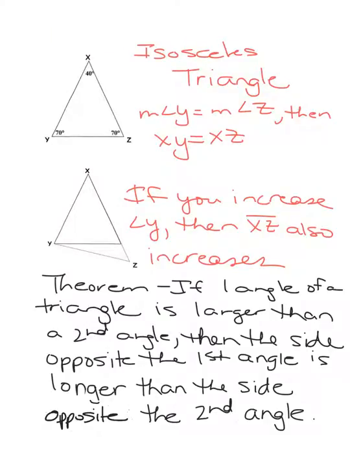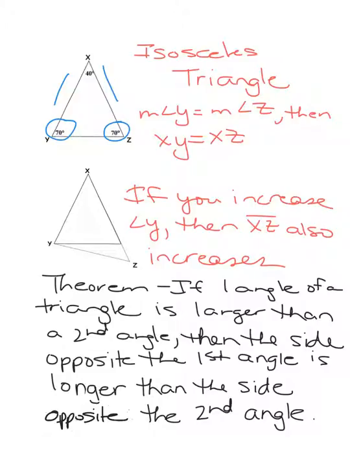Let's take a look at our next theorem. But before we do that, again, we're going to look at some triangles. So our top triangle, again, we also have an isosceles triangle because the measure of angle y is equal to the measure of angle z. They're both 70. So therefore I have an isosceles triangle, and because of that I know that segment xy is also going to be congruent and equal to segment xz.